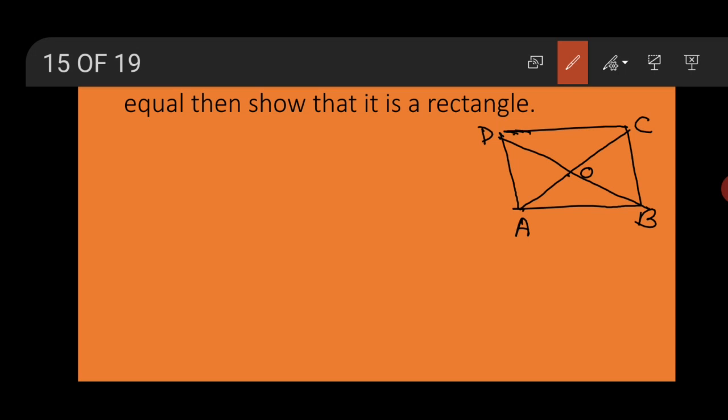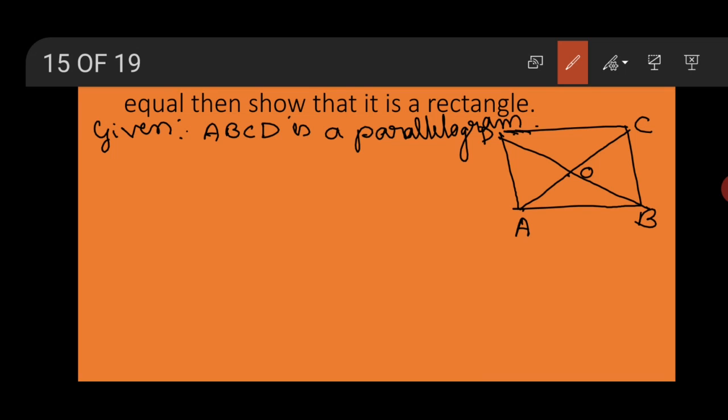Write down. Given. What is given? ABCD is a parallelogram with AC is equal to BD. This is given. Two diagonals are equal. Then what we have to prove? To prove, show that it is a rectangle. ABCD is a rectangle.